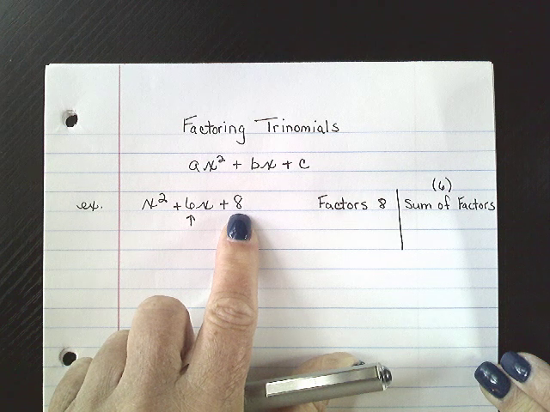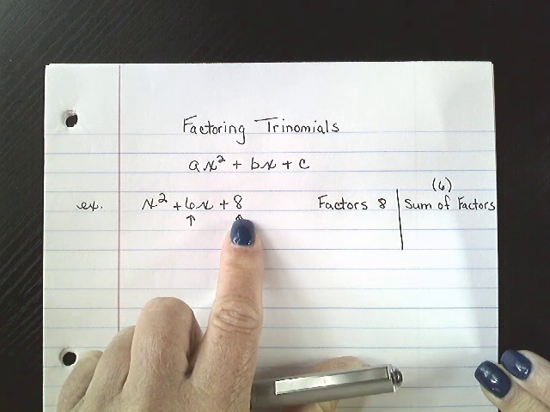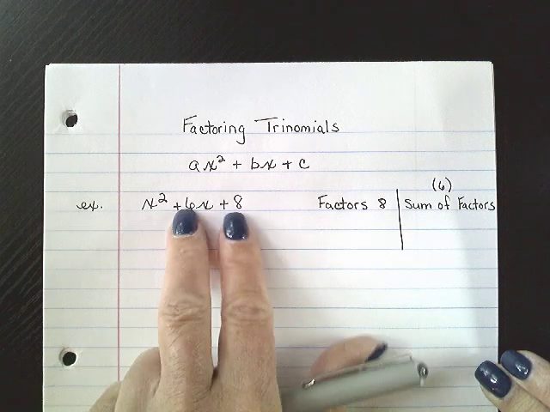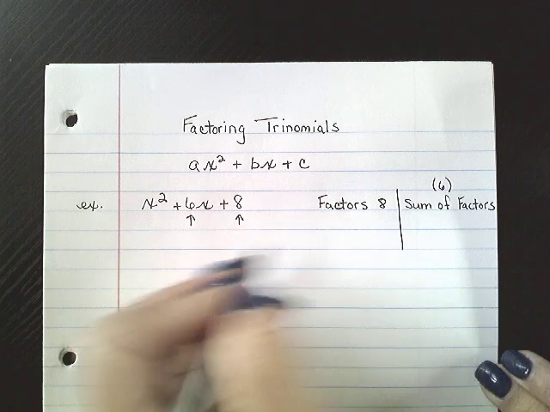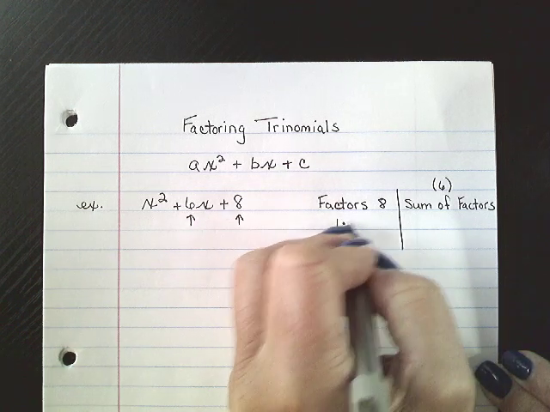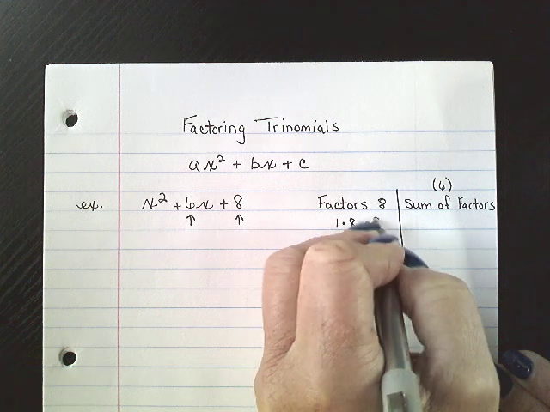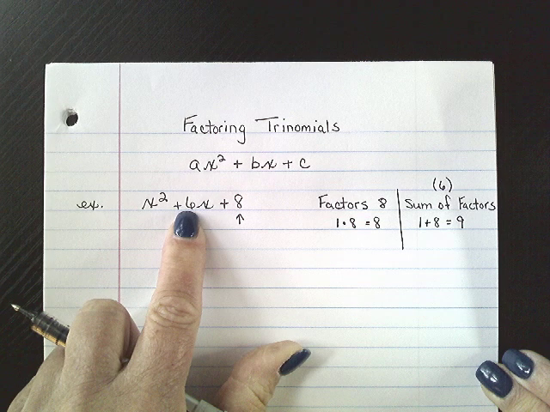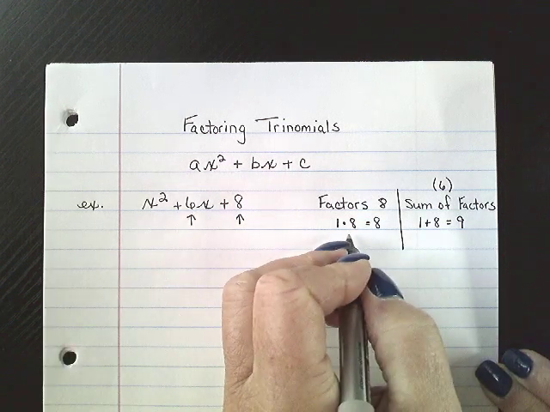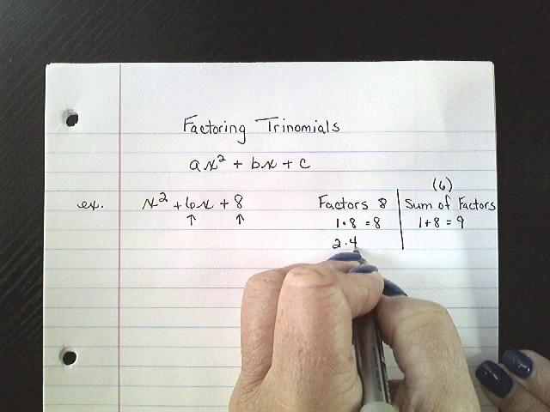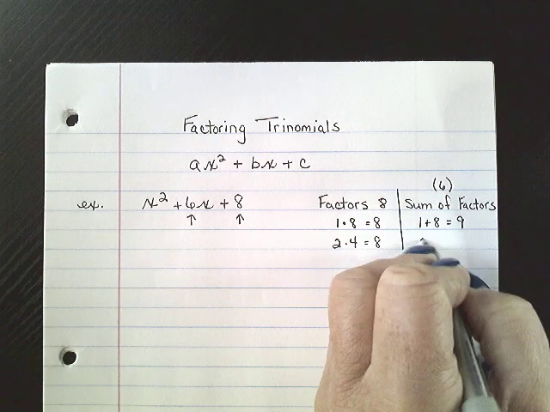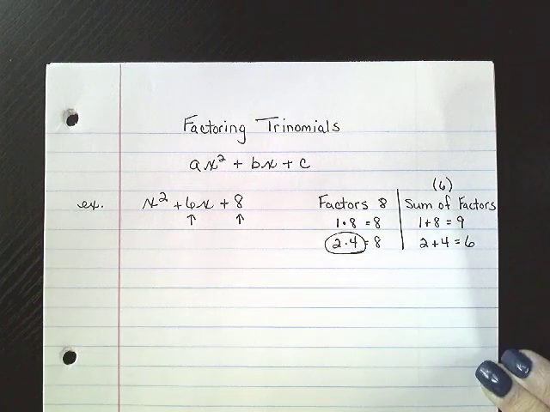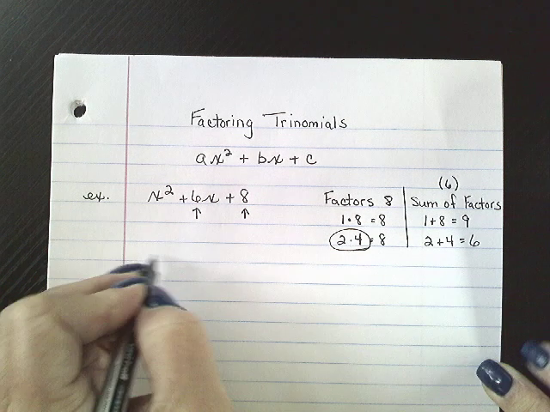Okay, so the factors themselves, what we multiply together, has to equal 8, and then they have to add up to equal the 6. Both of these are positive, so we're going to say 8. We know it's going to be 1 times 8, and 1 times 8 equals 8, but 1 plus 8 equals 9. So that does not equal 6. The next one we can try is 2 times 4. 2 times 4 equals 8, and 2 plus 4 equals 6. So 2 and 4 are going to be the factors that I'm going to use. So you set that up.